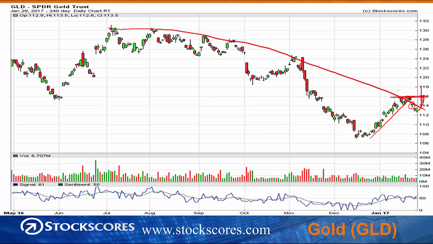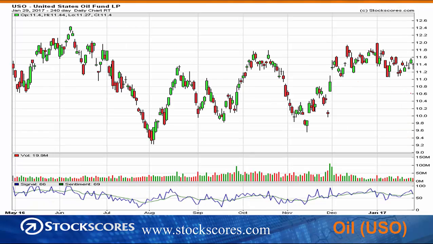Watch for a breakthrough 116 on the GLD. But more likely what will happen is we will move back down to support where the market should hold at that point, at least for the short term. So I recommend some caution with gold in the near term until it can break up to the upside through 116.